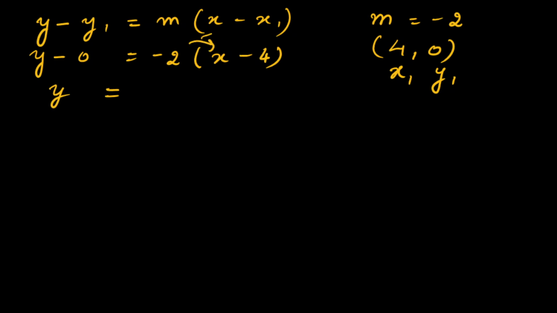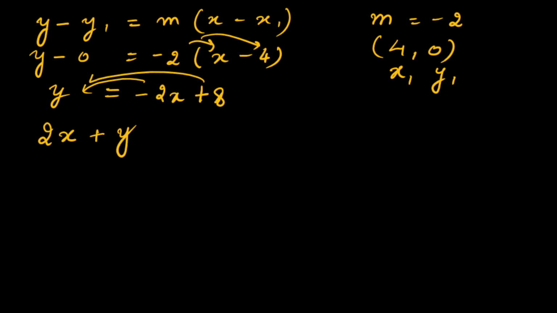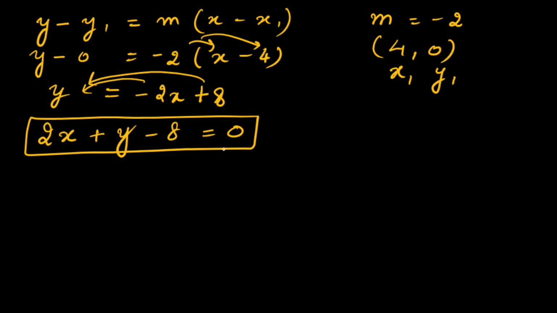Now this minus 2 will multiply. Minus 2 into x is minus 2x. Minus into minus is plus, 4 into 2 is 8. Now let's shift everything to this side. So minus 2x, when we shift to the left side, will become plus 2x. Y is already on this side. Plus 8 also, if I shift, will become minus 8 is equal to 0. So 2x plus y minus 8 is equal to 0 is the required equation.